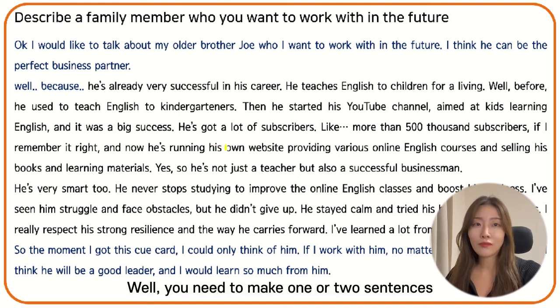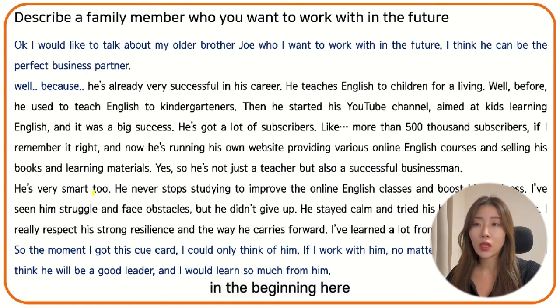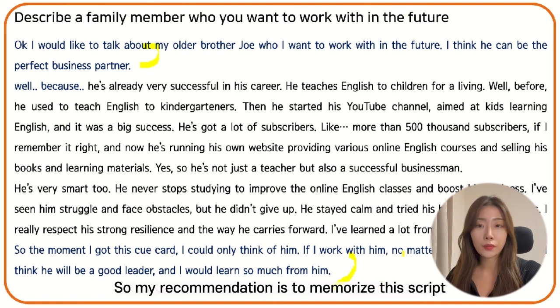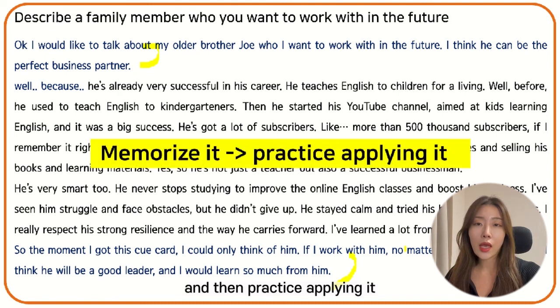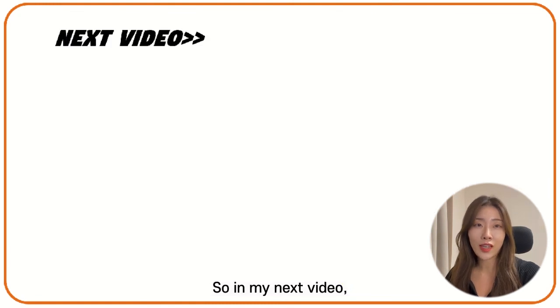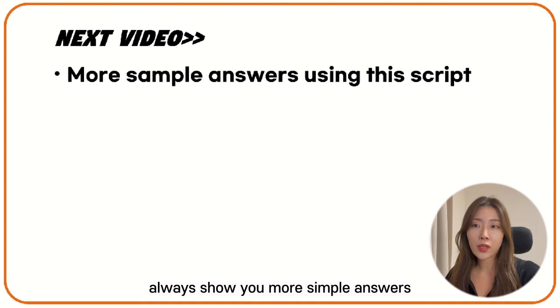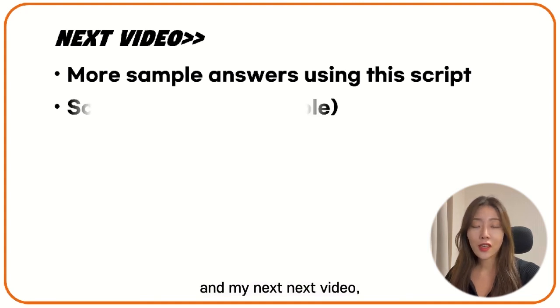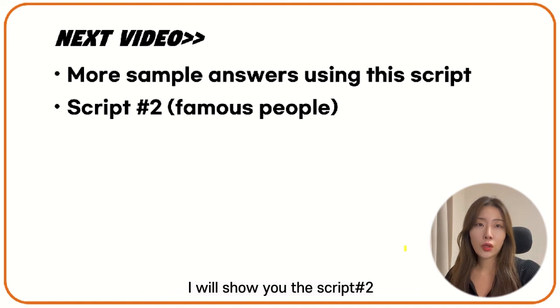See? So, well, you need to make one or two sentences to answer directly to the given questions in the beginning here and at the end here to wrap up. But that's all you need to do. So my recommendation is to memorize this script and then practice applying it to various questions. So in my next video, I will show you more sample answers using this script. And in my next video, I will show you the script number 2. Remember, there are 2 scripts in describe a person section, right?